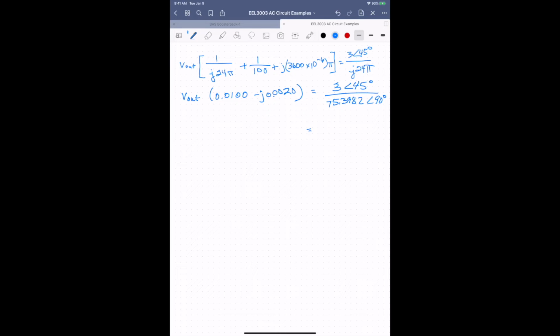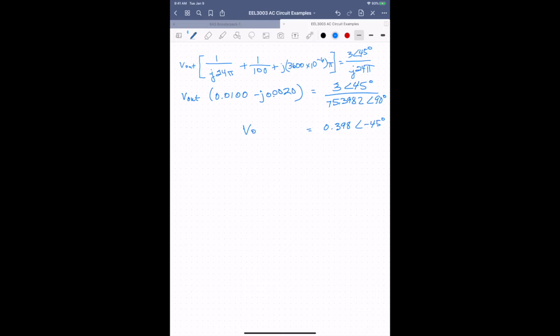You divide the magnitudes, right? You divide 3 by 75.3982. That gives us the new magnitude. And the angle, we'll take 45 and subtract 90 degrees. So when I calculate that, I get 0.398 at an angle of minus 45 degrees.